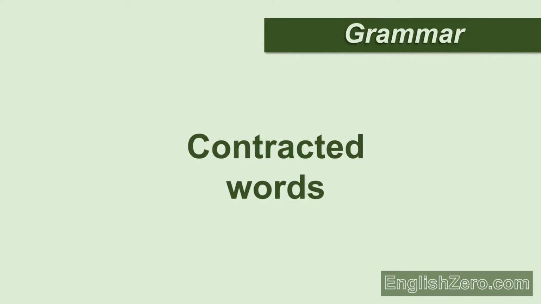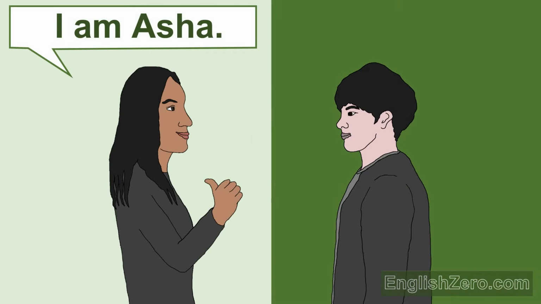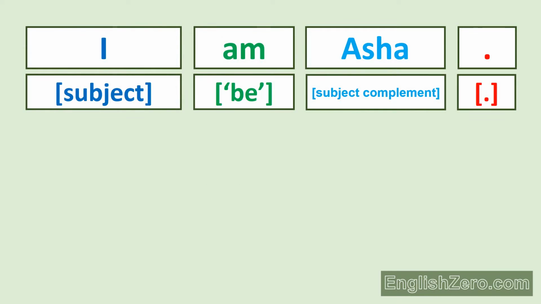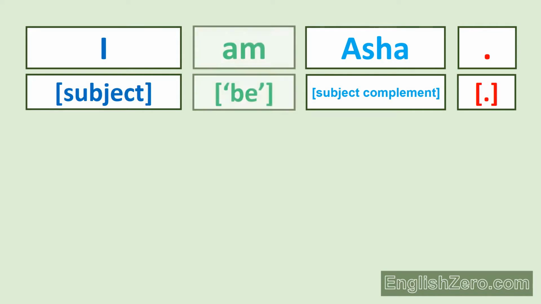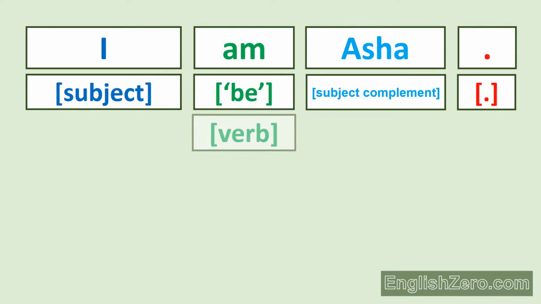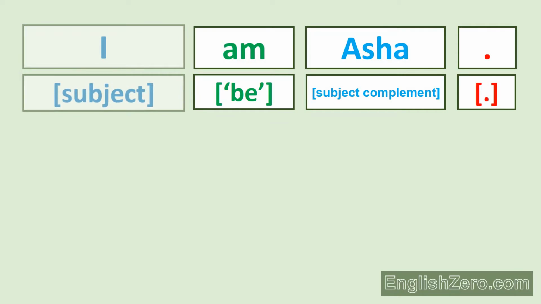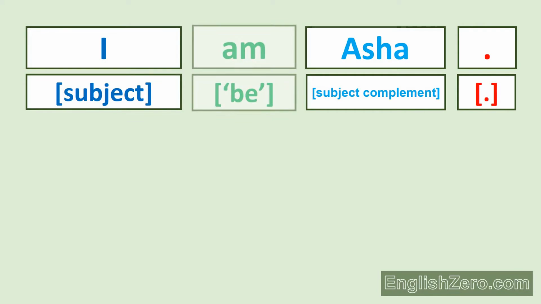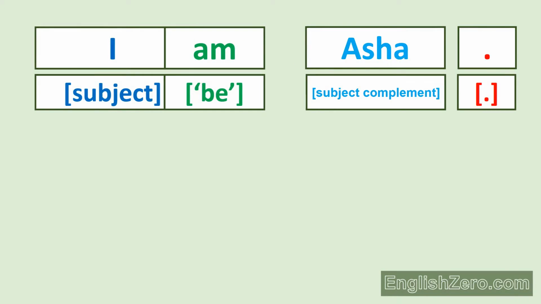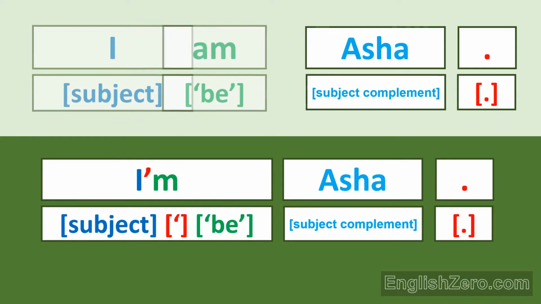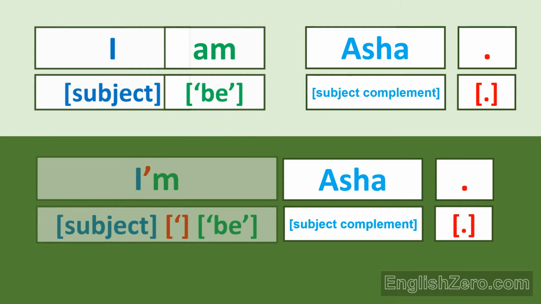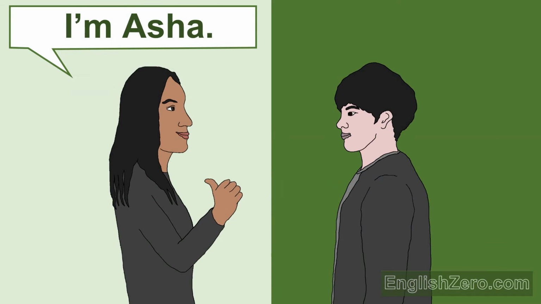Grammar. Contracted words. One. I am Asha. I, subject. Am, be verb. I and am go together. I am, I'm. I am Asha. I'm Asha.